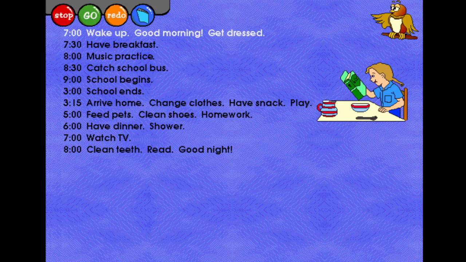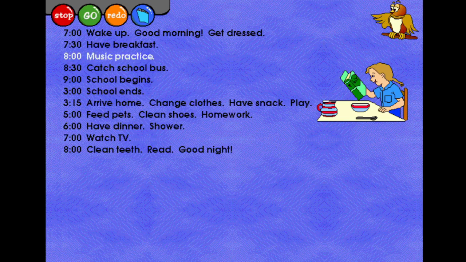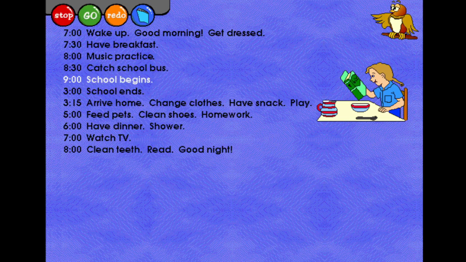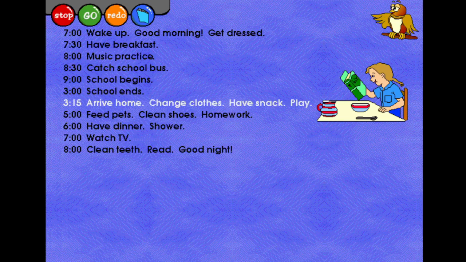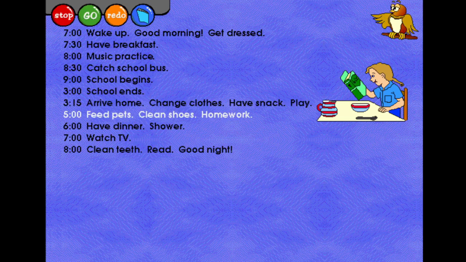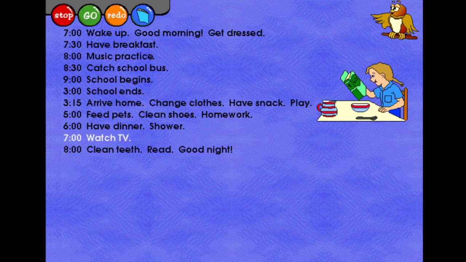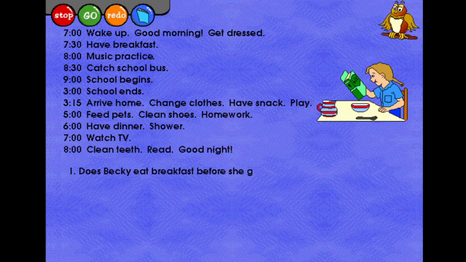7 o'clock, wake up. Good morning, get dressed. 7:30, have breakfast. 8 o'clock, music practice. 8:30, catch school bus. 9 o'clock, school begins. 3 o'clock, school ends. 3:15, arrive home, change clothes, have snack, play. 5 o'clock, feed pets, clean shoes, homework. 6 o'clock, have dinner. 7 o'clock, watch TV. 8 o'clock, clean teeth, read, good night.